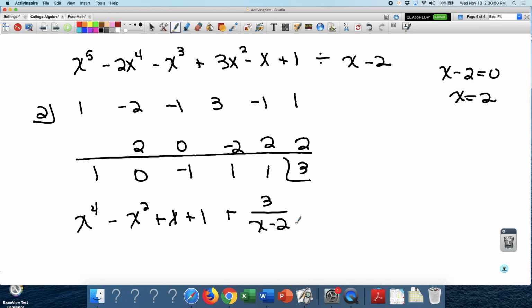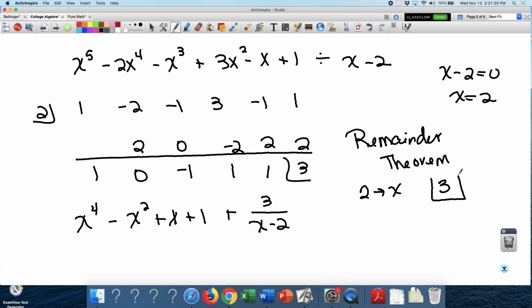So really, would you like to know if that is your answer or not? Well, you check it with the remainder theorem. If you have your calculator handy, store 2 as x on your calculator. Then you're going to type in x to the 5th minus 2x to the 4th minus x cubed plus 3x squared minus x plus 1. Press enter. And what did you get? You got 3.